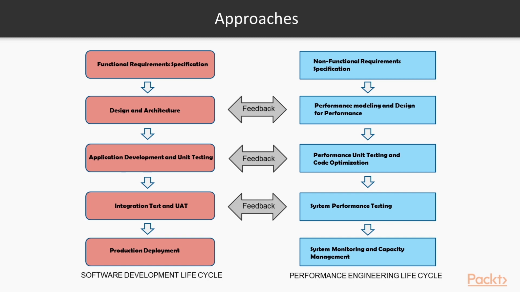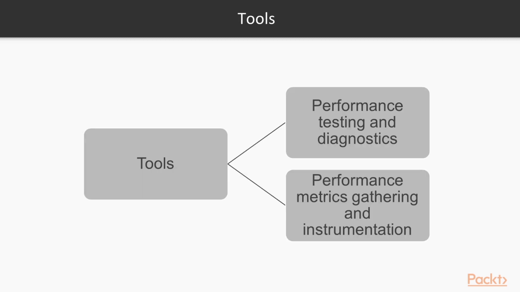In both approaches, performance testing and diagnostics are important, followed by tuning the design or architecture or the code based on the results obtained. Hence, performance testing and measurement tools play an important role in the step. Now let's look at performance testing and measurement tools. These tools fall under two broad categories, namely, the ones used for performance testing and diagnostics, and the ones used for performance metrics gathering and instrumentation.